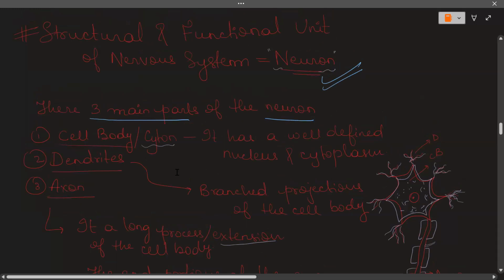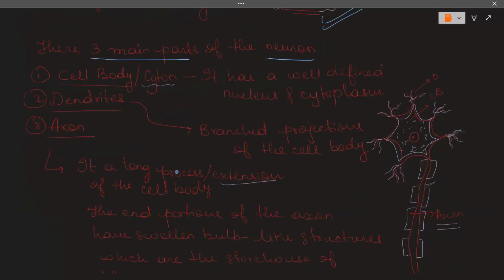Now, talking about the cell body or the cyton, this portion that you see here is the cell body. It has a very well defined nucleus, and cytoplasm is present in the cell body. Just like how a cell has cytoplasm, in the same way the cell body also has cytoplasm and a proper well defined nucleus. Then talking about the dendrites. These dendrites are the branch projections of the cell body. So the branch-like structures that come out of the cell body are the dendrites.